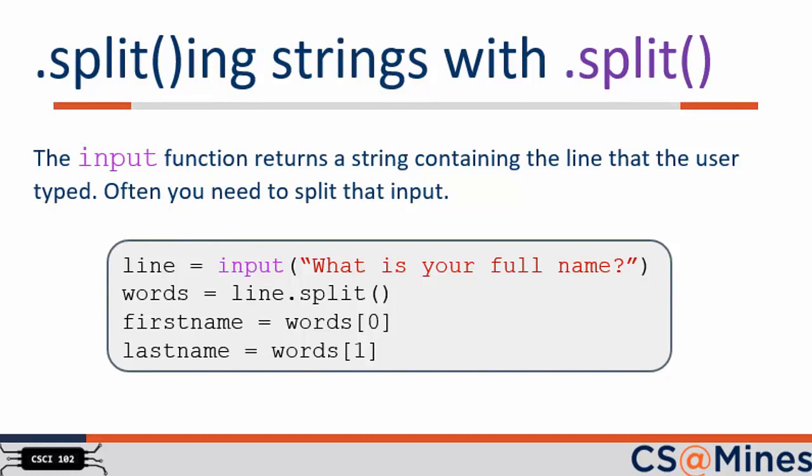When is calling split on a string useful? As you know, the input function returns a string containing the line that the user typed. Often you need to split that input. For example, suppose you had code asking the user for their name. In this case, you might want to put their first and last name into 2 separate variables.